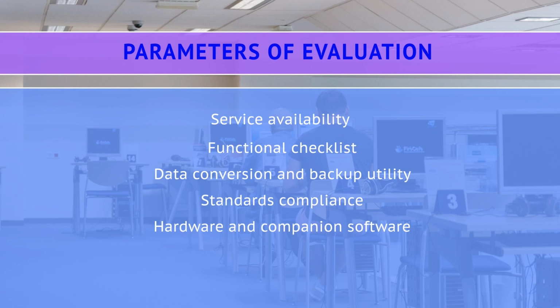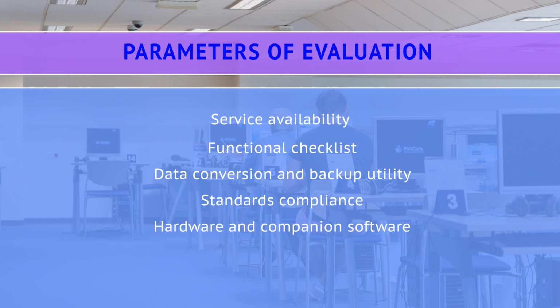Next comes the hardware and companion software. Now suppose first you do not select hardware, first you select software, then according to the selection of software you need to select hardware, because different software requires different kinds of hardware specificity, like storage area, like your RAM, then different kinds of network compatibility, etc.